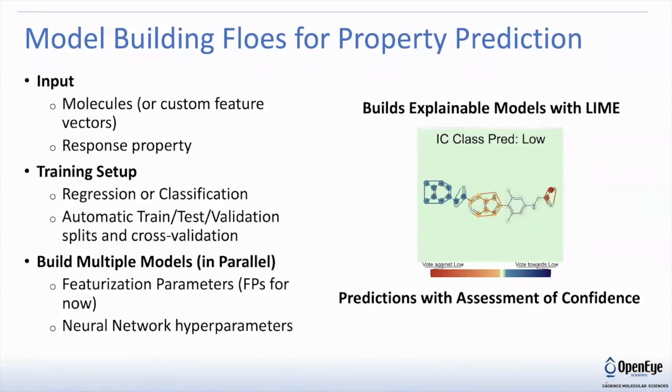Importantly, each of these models is built using LIME, which enables the output models to provide an assessment of confidence in the predictions that they generate, as well as containing an explainer that will highlight atoms or fragments of a molecule that make contributions to a particular property prediction.